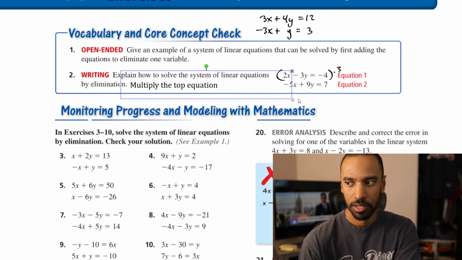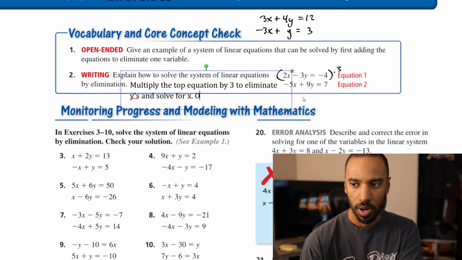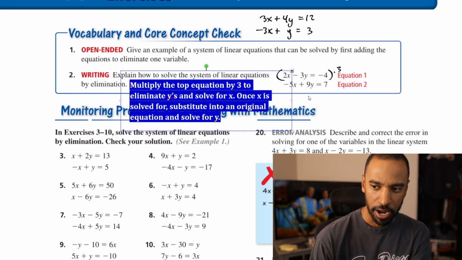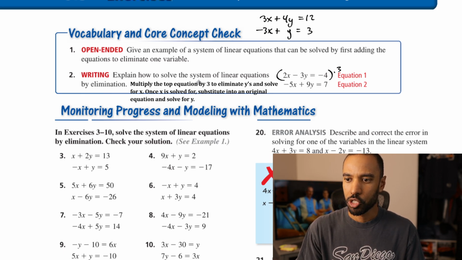That means both sides by 3 to eliminate y's and solve for x. Once x is solved for, substitute into an original equation and solve for y. Right, the final answer is an ordered pair, right? That would be our last thing that we do there. So that's my description for that.